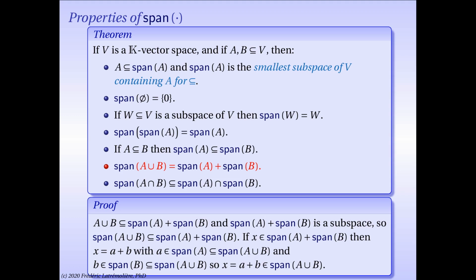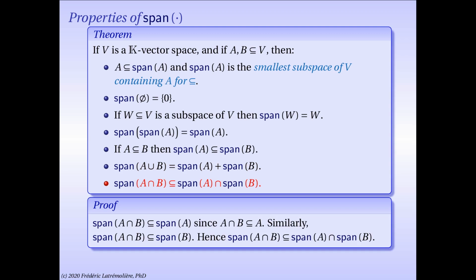And for a similar reason, little b is an element of the span of A union B. Therefore, I was able to write little x as the sum of two elements, both of them in the span of A union B. And of course, the span of A union B is a subspace, therefore little x belongs to it. And that's the other inclusion. So I've proven indeed the equality stated in the previous to last point here.